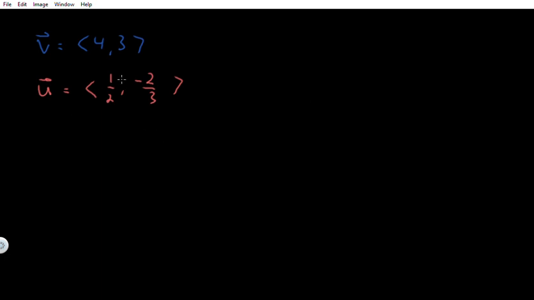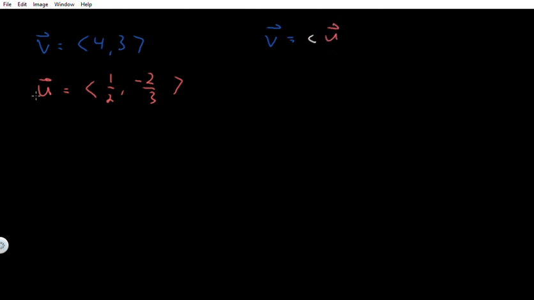Alright, if these 2 vectors are parallel, let's start off with parallel. If they're parallel, then you remember from an earlier video that they must be scalar multiples of one another. So that means essentially that v is equal to some scalar multiplied by u.